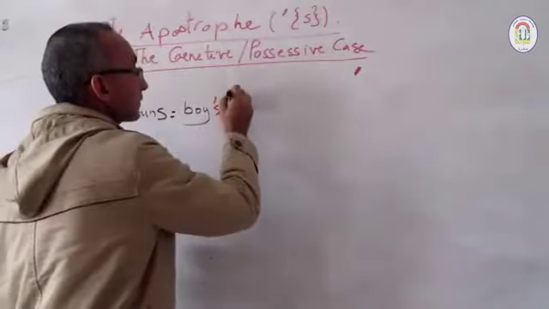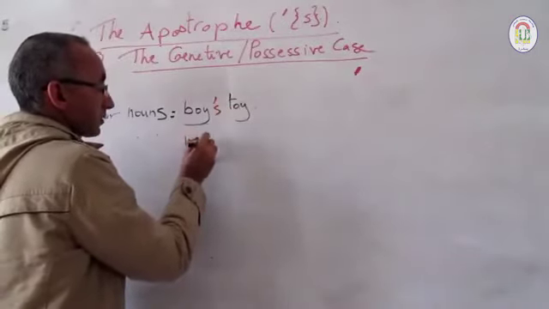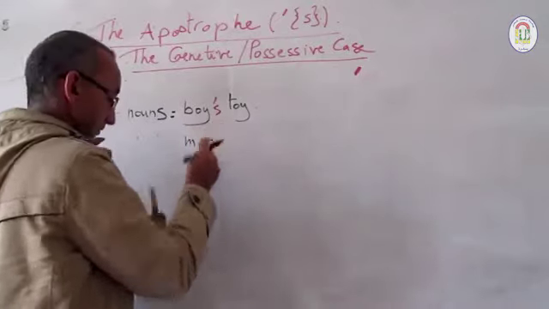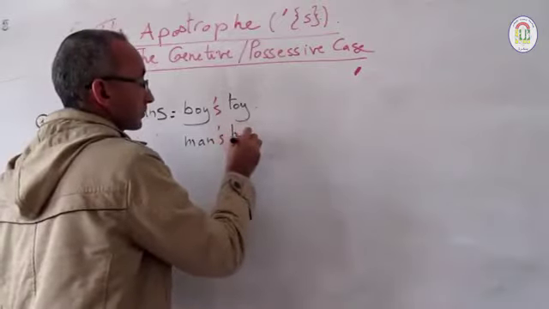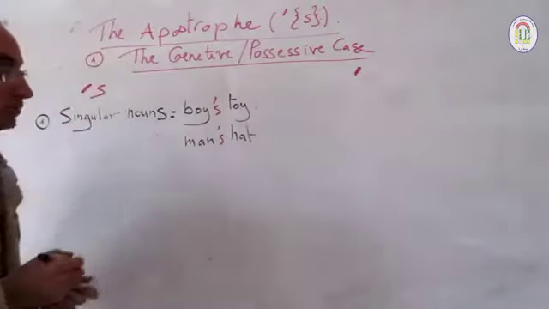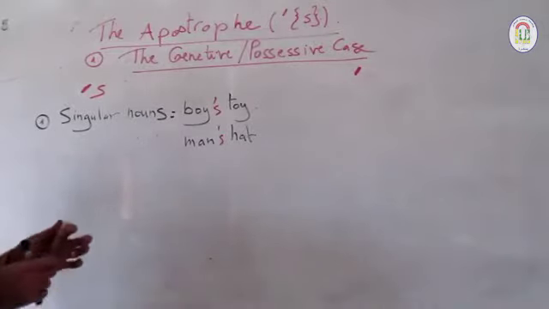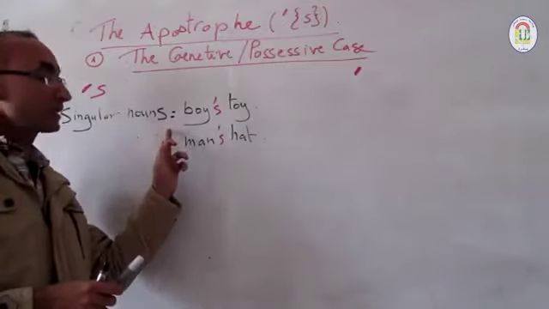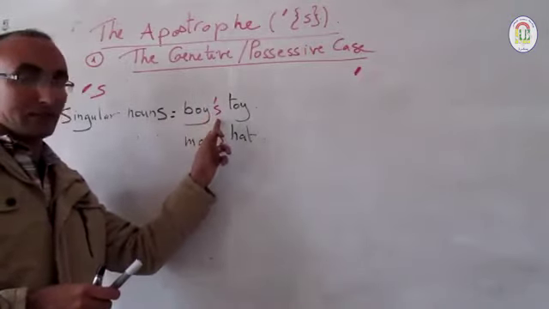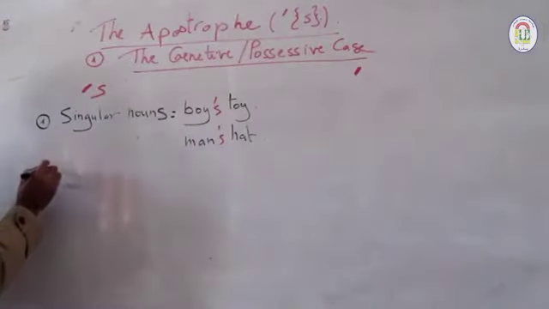The man's hat, and so on. So always, if you want to form the possessive case for a singular noun in English, you must put at the end of it an apostrophe plus S.